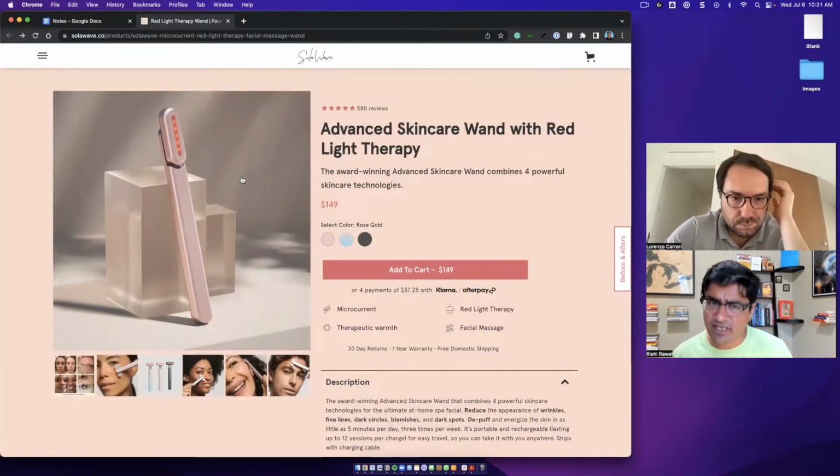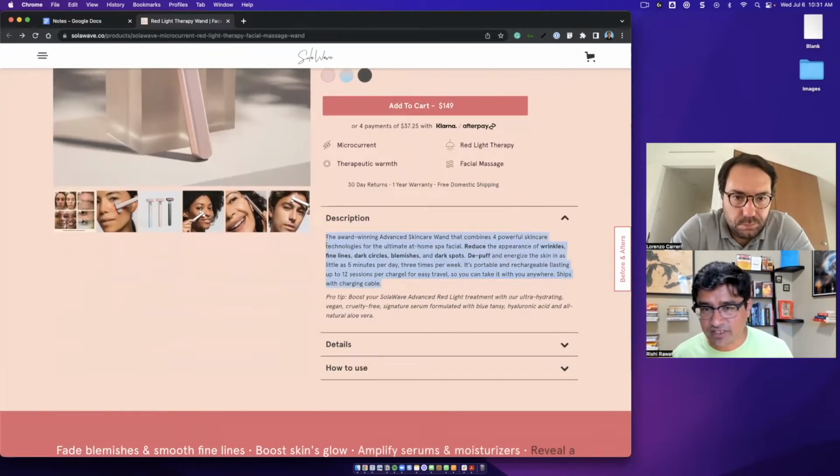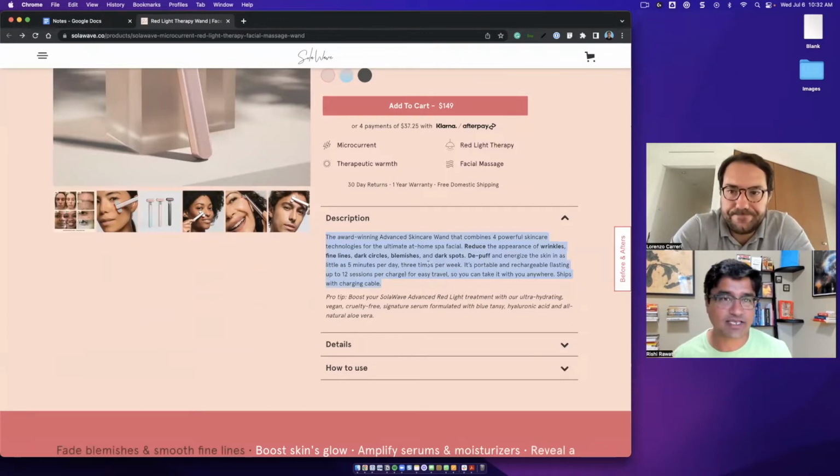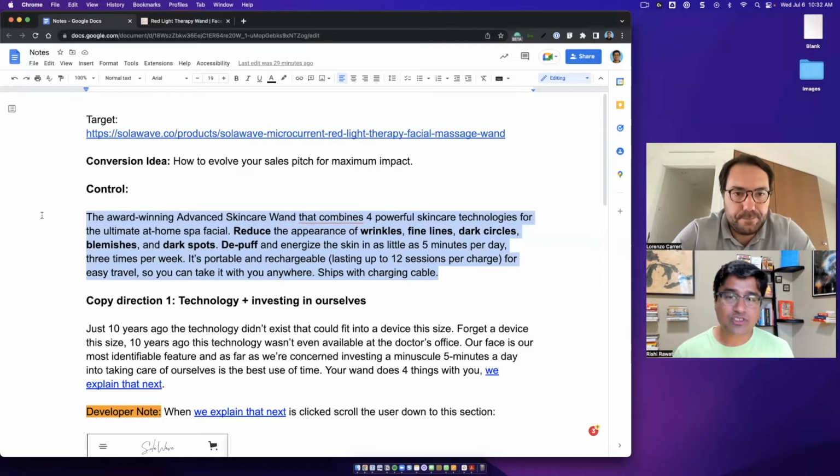And the start could be the images, certainly. But I don't control the images. I do control the copy over here. And so to me, this is my make or break for the sales pitch. So I looked at what they had, and I'll just read it out really quickly. The award-winning advanced skincare wand that combines 4 powerful skincare technologies for the ultimate at-home spa facial, reduce the appearance of wrinkles, face fine lines, dark circles, blemishes, dark spots, depuff and energize the skin in as little as 5 minutes per day, 3 times per week.